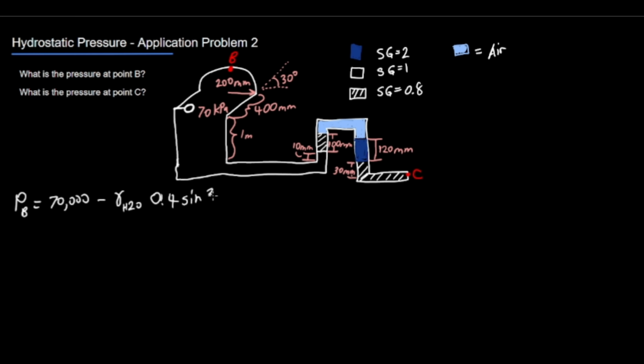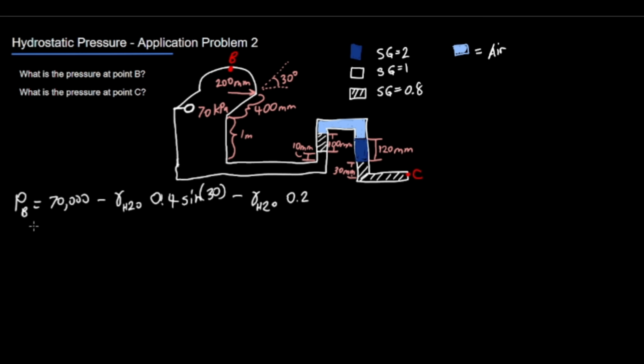And I got that from this. So 400 millimeters turns into 0.4 meters. And then sine of 30, because this is angled at 30 degrees. So we need to find the height. And this is in degrees, notably. Make sure your calculators are in degrees. So that captures that, and then the next one is another gamma H2O, and it will be times 0.2, because that's the height.